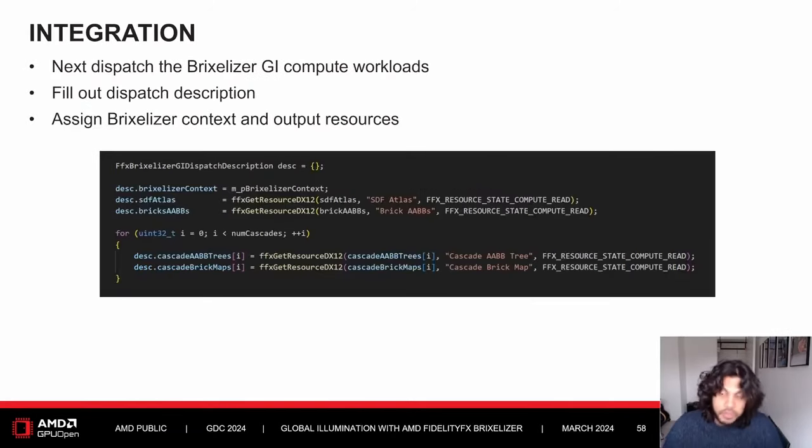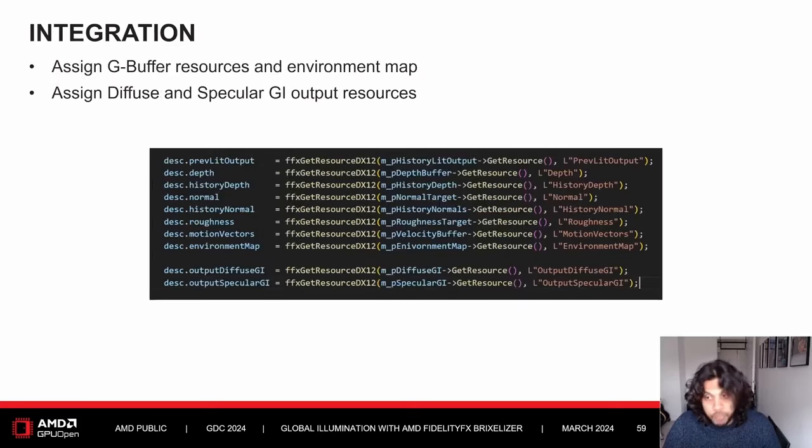To dispatch the Brixelizer GI compute workloads, start off by filling the dispatch description structure with the Brixelizer context, the Brixelizer output resources, which are the SDF texture atlas and the buffers for brick AABBs, brick maps, and AABB trees. Then assign the required gbuffer resources, which are the depth and world space normal buffers from the current and previous frames, the motion vectors, and the gbuffer render target that contains roughness. You can specify which color channel to sample from as a flag during context creation.